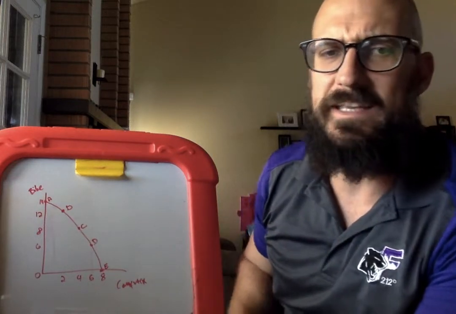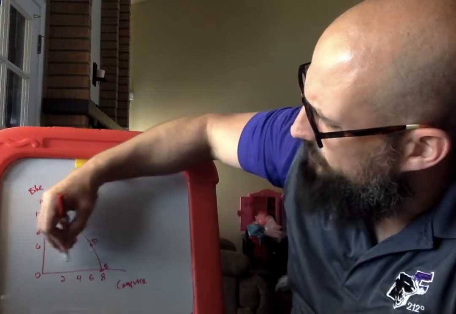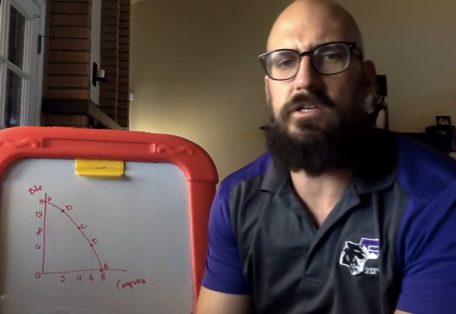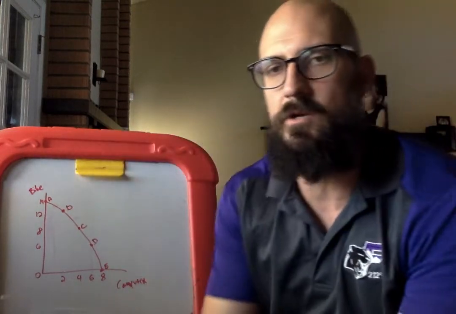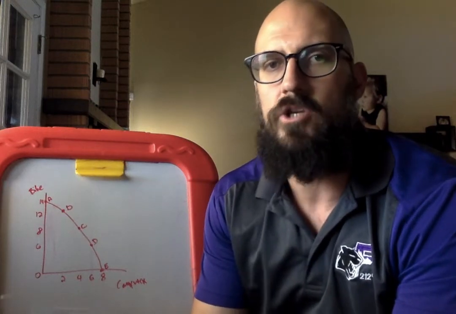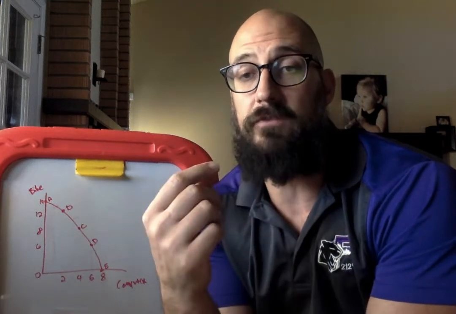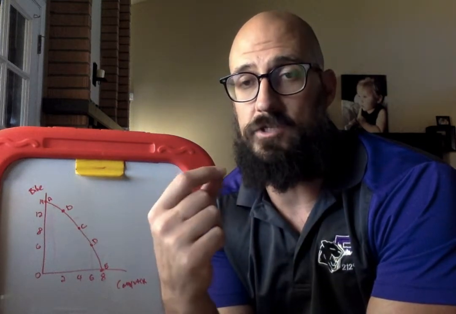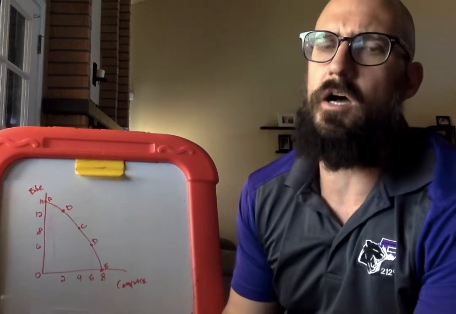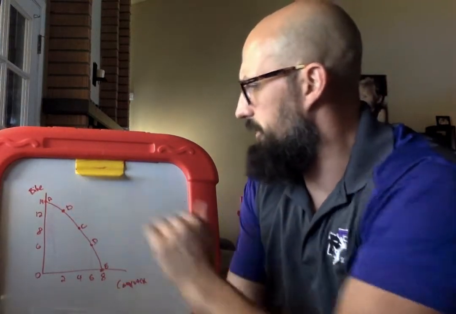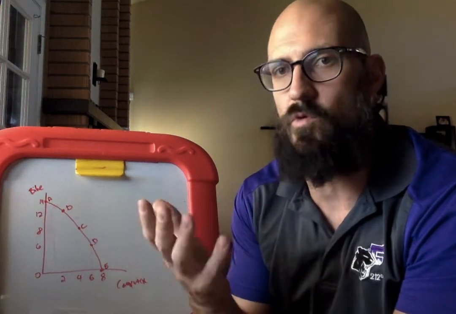Now, when we look at this, anything inside of the graph is considered inefficient. When you're on the line, you are efficient, using all of your resources. There are two types of efficiency: productive efficiency and allocative efficiency, which we'll get to a little later. Productive efficiency is anywhere on the curve. Allocative efficiency is what society essentially wants.